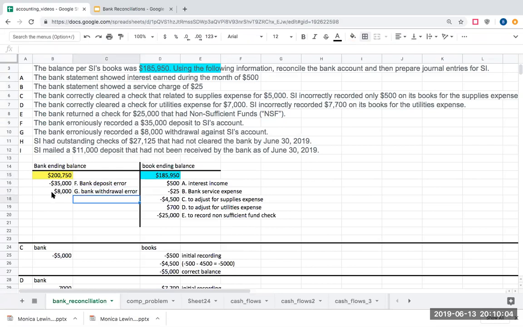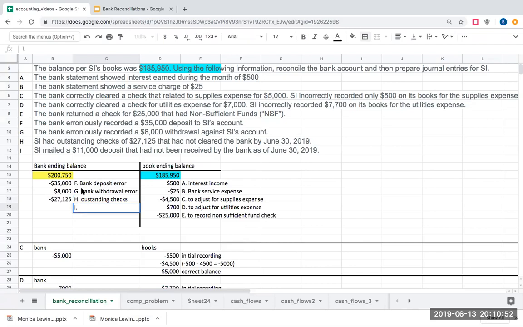error. Okay. Letter H. SI had outstanding checks of $27,125 that did not clear the bank. So to reconcile my account, on my books I've shown the deduction, and that's what an outstanding check is. I've written the check and reduced my books, but the bank has not yet cleared it. So for letter H, this is going to be my outstanding checks. And then finally, we have letter I. I mailed an $11,000 deposit that had not been received by the bank as of June 30th. Now in today's world, you'll see things a little bit differently.